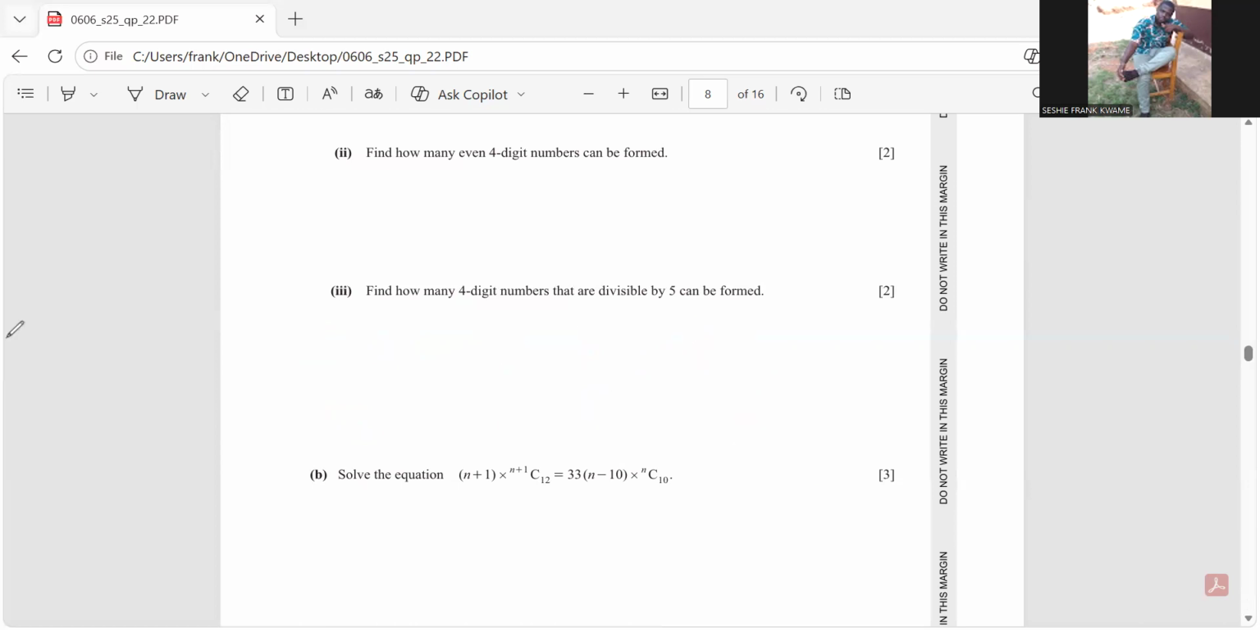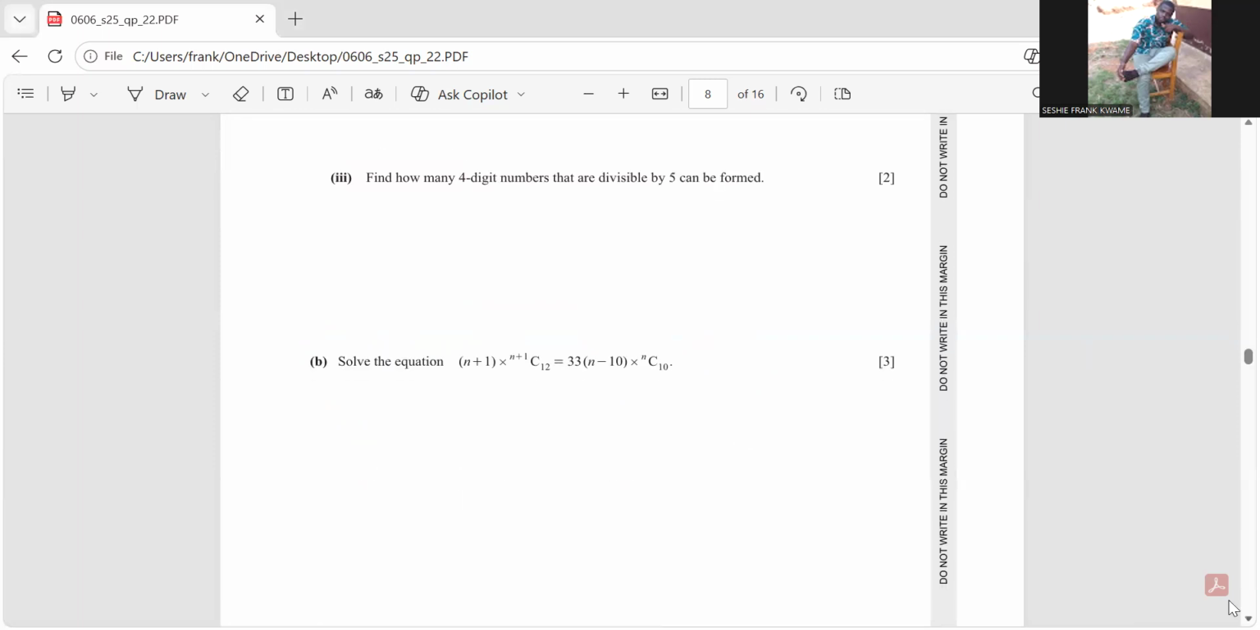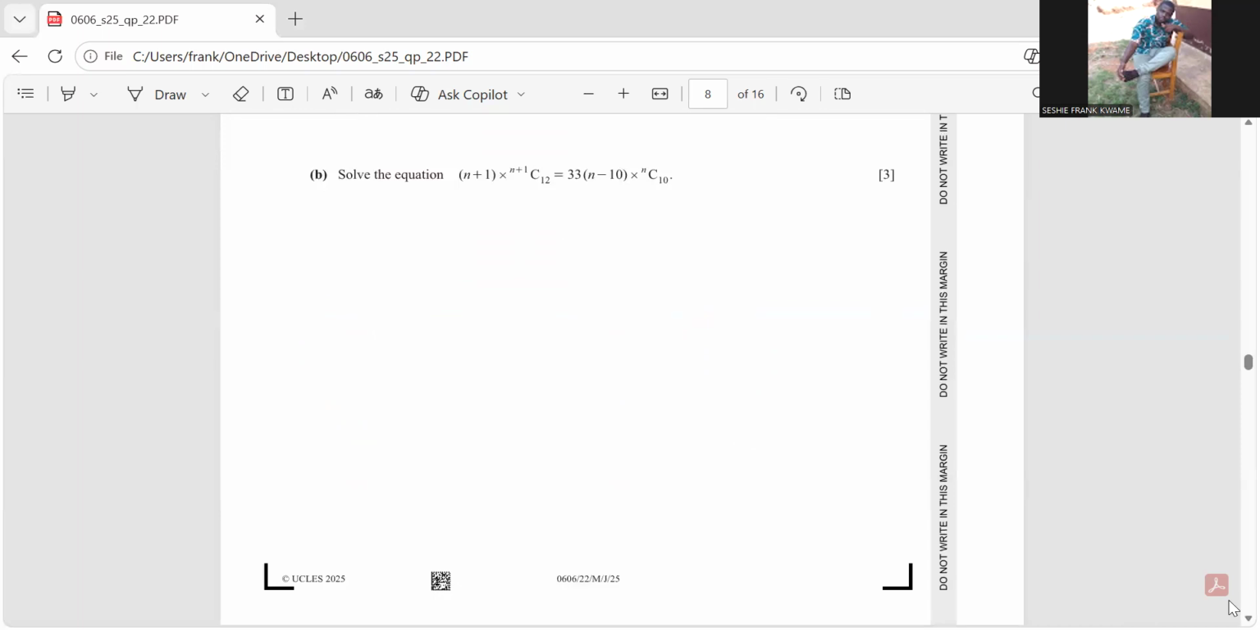So we take the next question, that's the B. n plus 1 times. So we look at the factorial here. Combination using factorial.